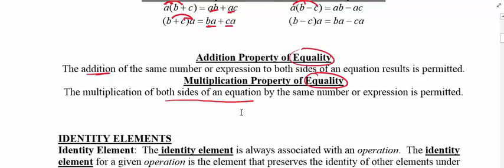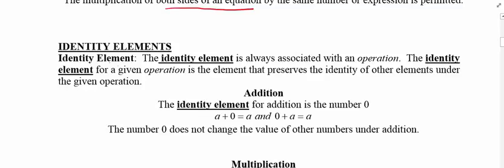Okay, now let's look at identity. Think of this in terms of what gets you back to what you started with. So the identity element is always associated with an operation. So the identity element for a given operation is the element that preserves the identity of other elements under the given operation. So for addition, let's say, what's the identity element for addition? Well, it's going to be 0, because if I add 0 to anything, it gets me back to what I started with. So if I start with A, add 0 to it, I still have A.